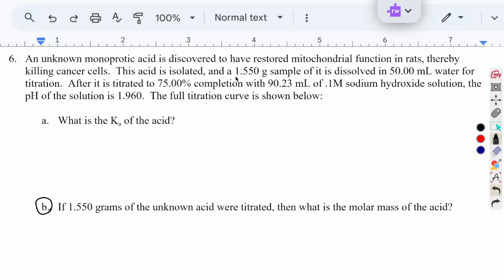This is super easy if you understand how we can go backward and forward with percentages. So this is if 1.55 grams of the unknown acid were titrated, then what is the molar mass of the acid? I say super easy. I just mean this is the only way that it becomes clear if you can go backward and forward with percentages. So what we're saying is we've got a certain amount of this acid. We've got 1.55 grams in solution. And we're adding X amount of moles of base to it to completely neutralize it.